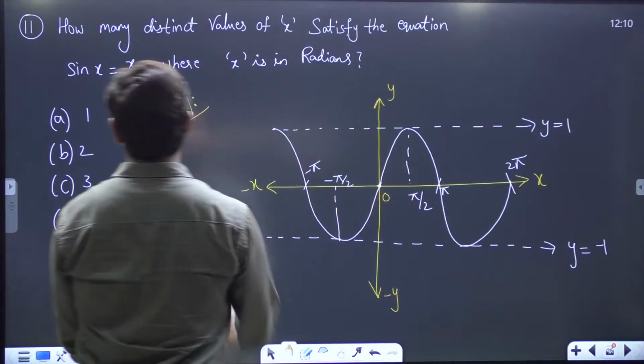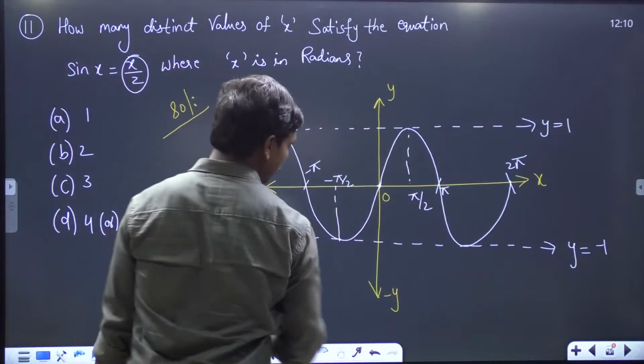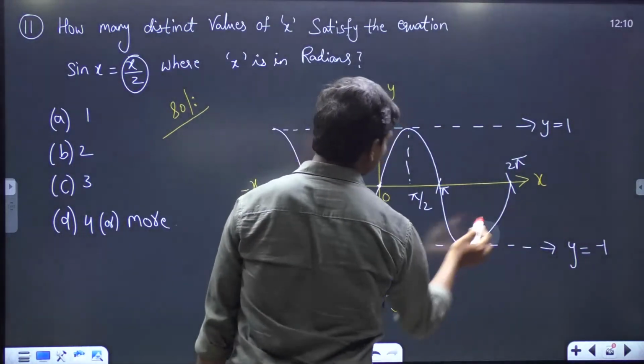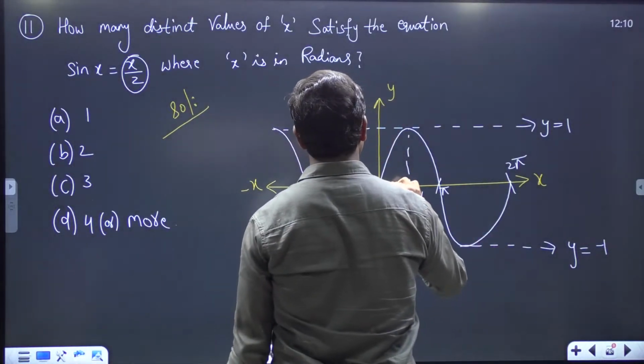Next, let us draw the line y is equal to x by 2. You know y is equal to mx passes through the origin. So y is equal to x by 2.